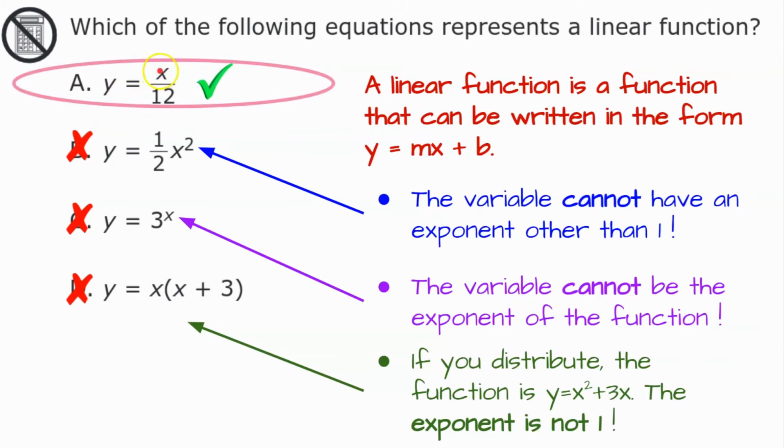And just to review, x divided by 12 is the same as 1/12 times x. So my slope is 1/12. My y-intercept b would be 0. So there you have it. Your correct choice would be A.